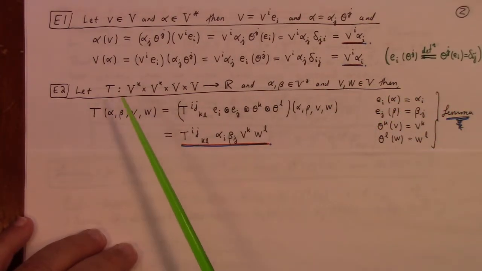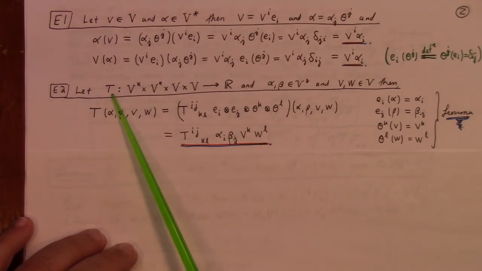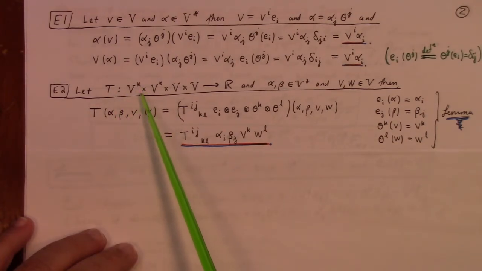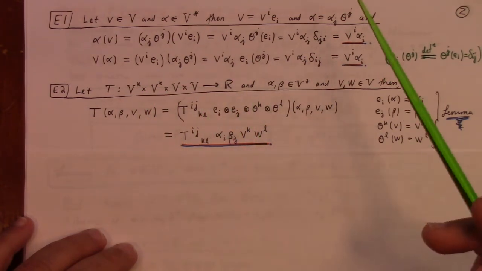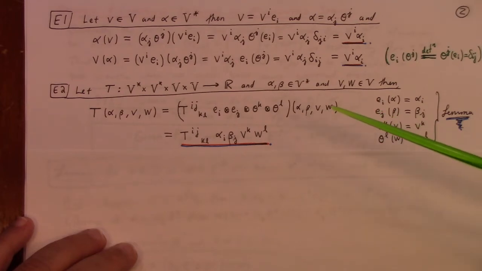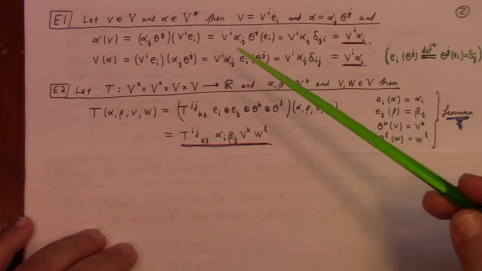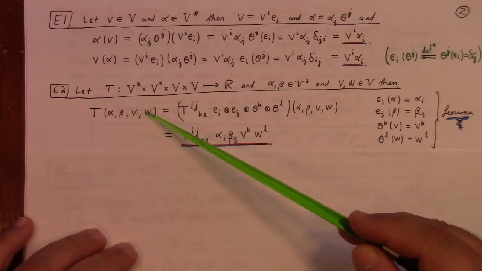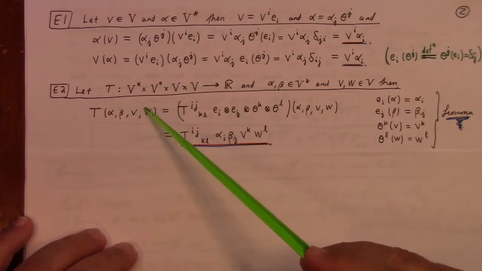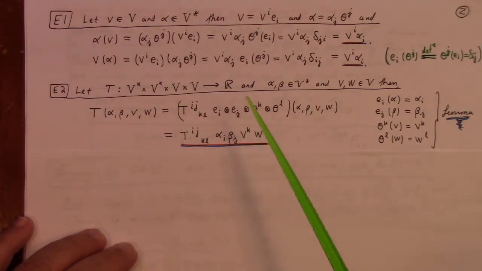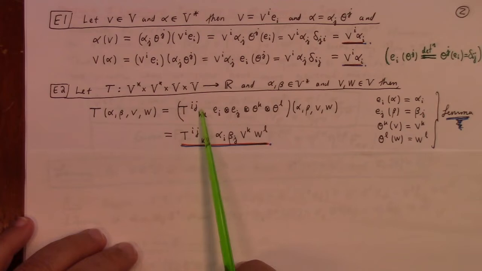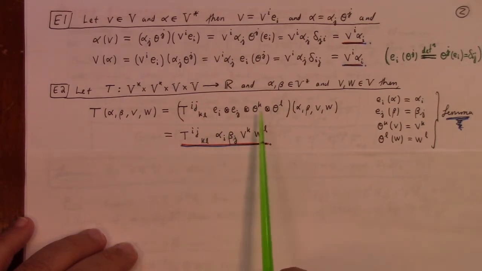All right, so we've got a tensor of type (2,2). We're going from V dual cross V dual cross V cross V to the reals. And I want to just see what the formula looks like if we feed it alpha, beta covectors and v, w vectors. What's the formula for T acting on this pair of covectors and pair of vectors? Here's the formula for T^{ij}_{kl}: contract over i, sum over j, sum over k, sum over l, right?